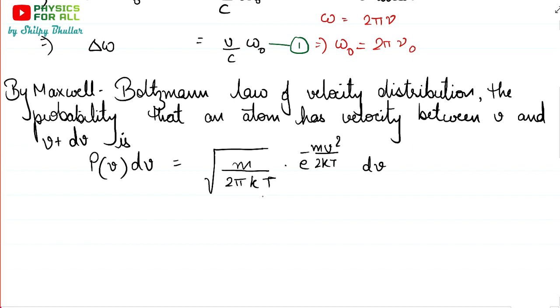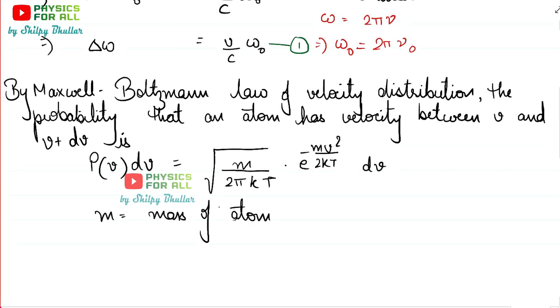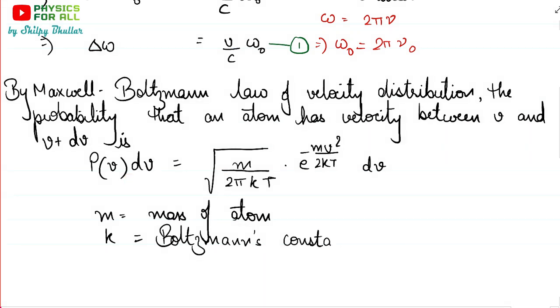Next, what are these things? m is the mass of atom. 2 and pi are constants. Then k, this is the Maxwell-Boltzmann distribution law, and this expression is from that law. So this is the Boltzmann constant. So it again has a fixed value. Here we have this Boltzmann constant. This is the value, 1.38 into 10 to the minus 23 joule per Kelvin, of this constant.